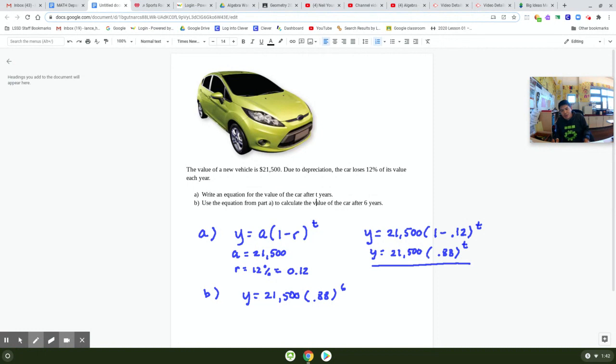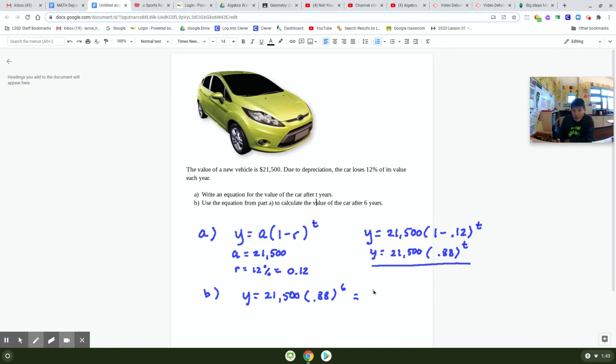But kind of like we've done with all our exponential functions, I can enter in exactly what I wrote down on my calculator. 21,500 multiplied by 0.88, and that's raised to the 6th power. If I enter it in like that, my calculator will do my order of operations. Really what it's doing is taking the 0.88 to the 6th power first, and then multiplying that by 21,500, because exponents come before multiplication.